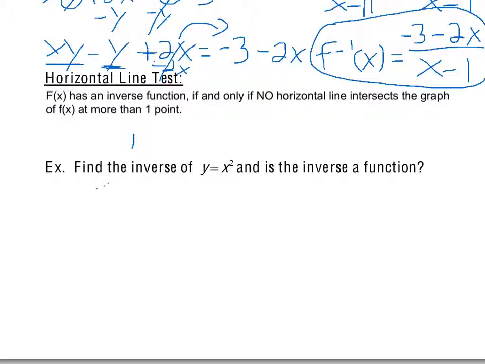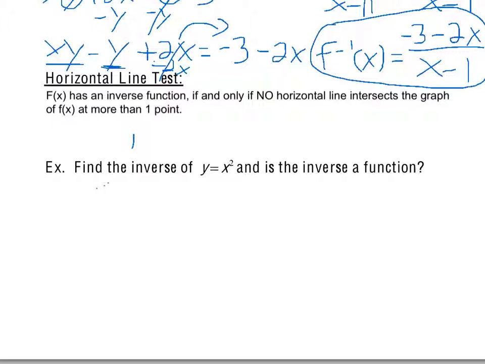All right, I just felt like I was yammering there. You might be saying, what are you talking about? Let's look at an example here. Hopefully we can figure out what all this means. We have y equals x squared, and we want to find the inverse of it, and figure out if that inverse equation is a function. And we'll do it a couple ways.